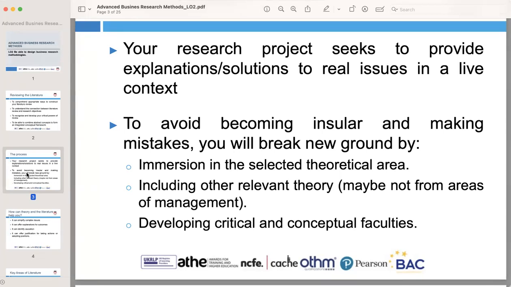We acknowledge that relying solely on the management field may limit our perspective and hinder our ability to find innovative solutions. So we will also explore theories from other relevant disciplines. By expanding our horizons and considering insights from fields such as psychology, sociology, economics, or even natural sciences, we can bring a fresh perspective to the table and uncover novel approaches to the problem we aim to solve.